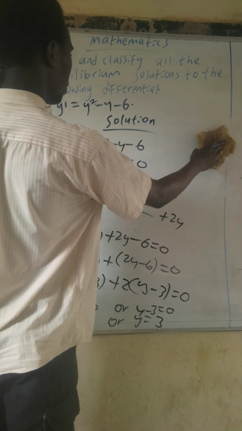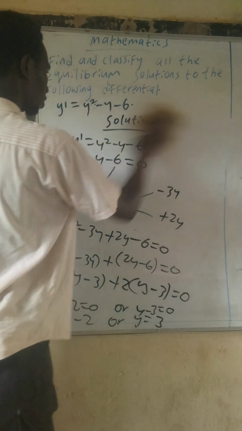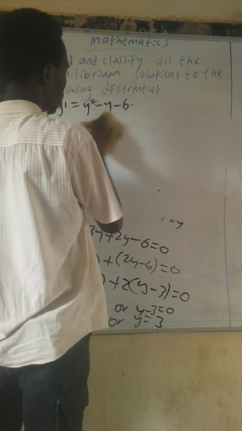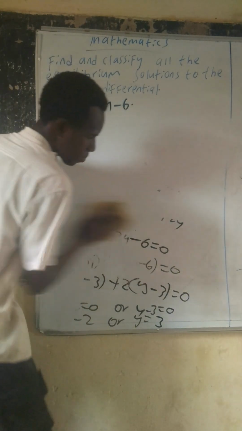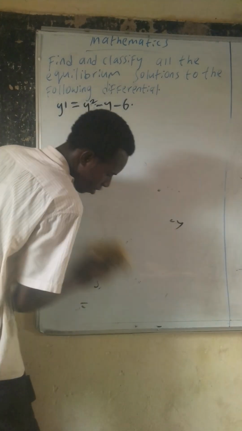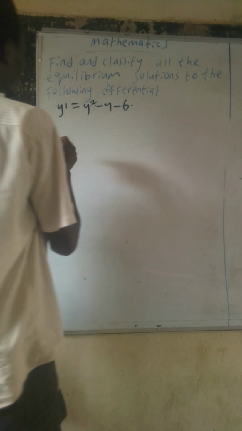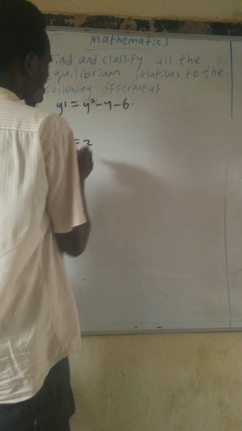Now let's classify it. Make sure in mathematics, when you are solving a question, you take it step by step. Now remember we have y equals minus 2.